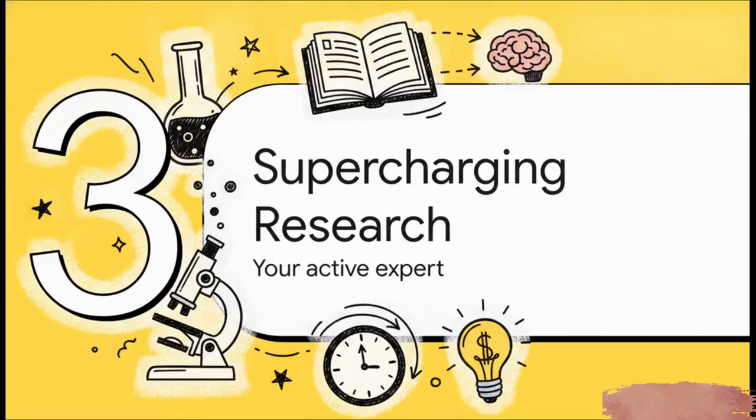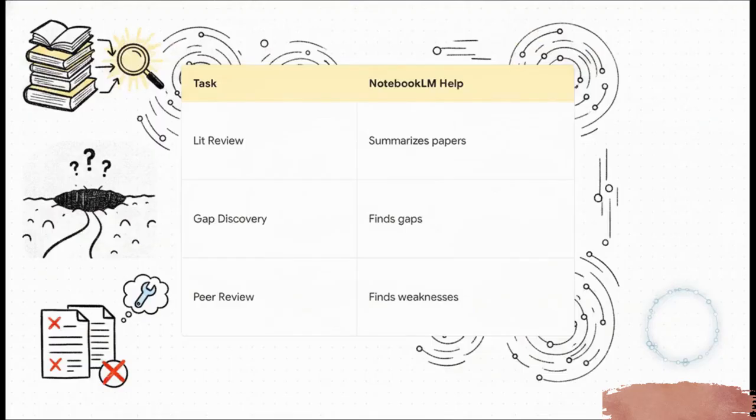Section 3. Supercharging your research by turning your library into an active expert. Think of this tool as Zotero on steroids for your daily research tasks. Doing a literature review? Upload dozens of papers and ask the AI to summarize common methodologies or highlight conflicting results across all of them at once. Looking for a research gap? Ask it to identify understudied areas. You can even use it as an ultra-fast peer reviewer. Upload your own rough draft and ask it to find weaknesses in your arguments before you submit it for actual review. It's a real game changer.